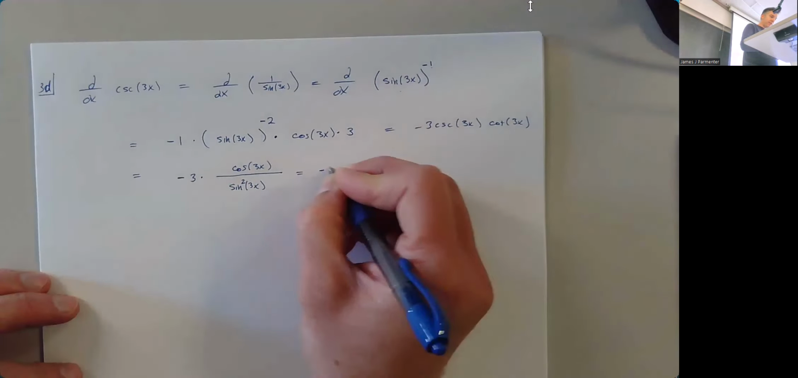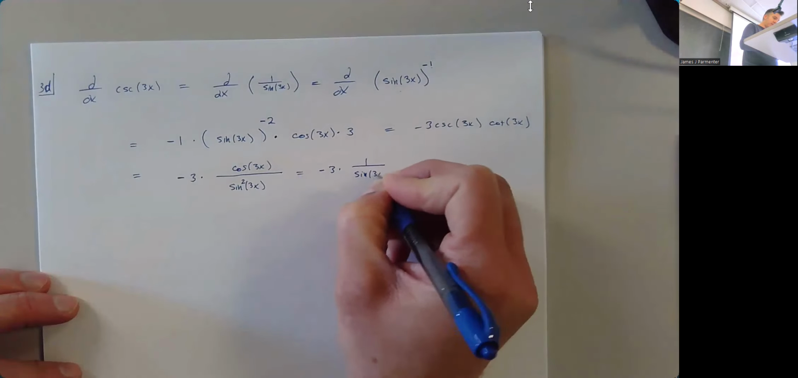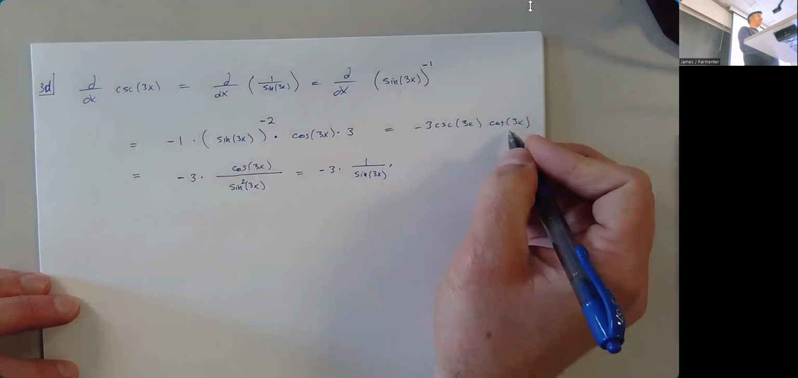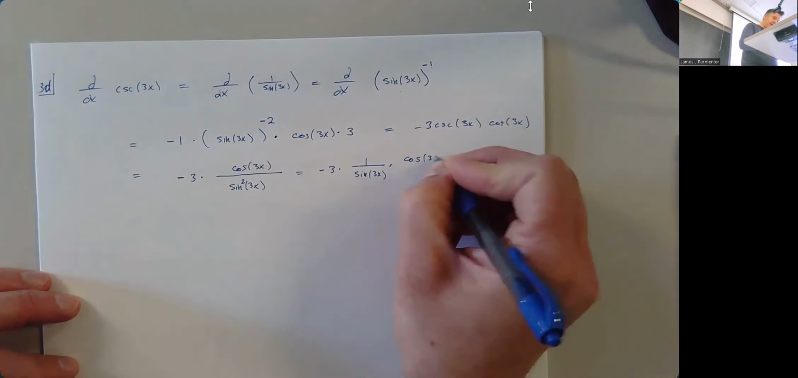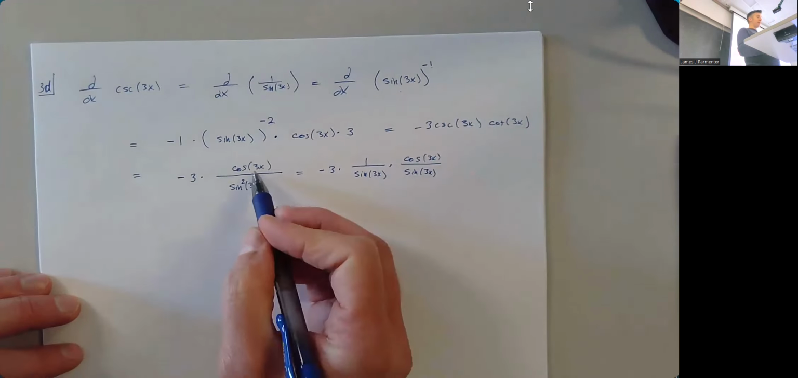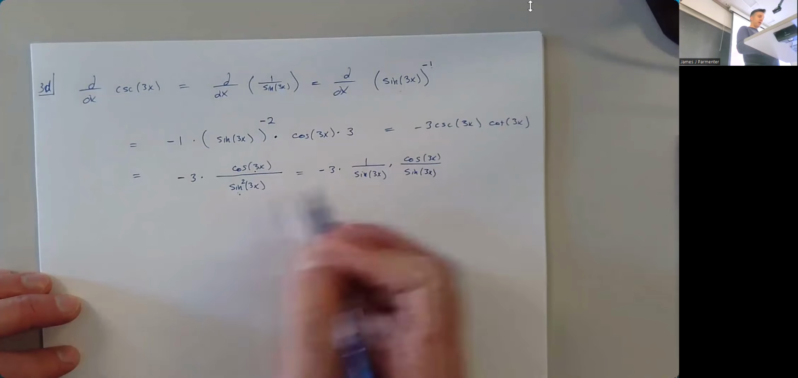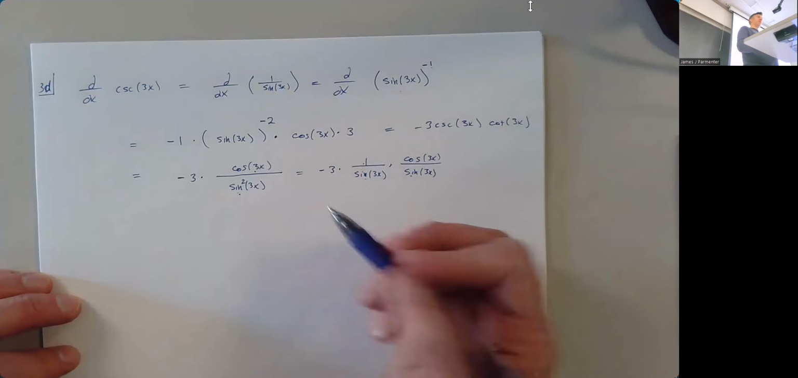I've got a -3 times a 1 over sine of 3x. And a cotangent of 3x is a cosine over sine. So I'm going to write that. And that is the same as what I had. Right? Cosine of 3x over sine squared of 3x is, I'll have a 1 times cosine on top and a sine times sine on the bottom, which is the same thing.